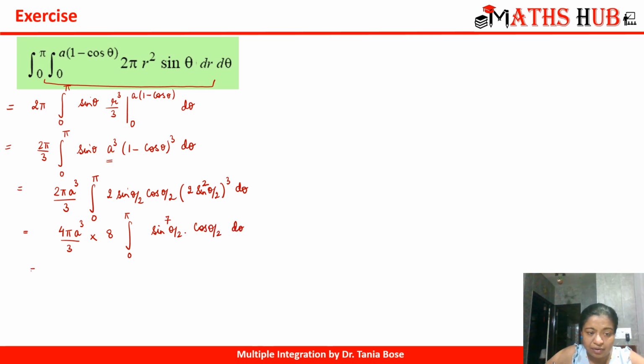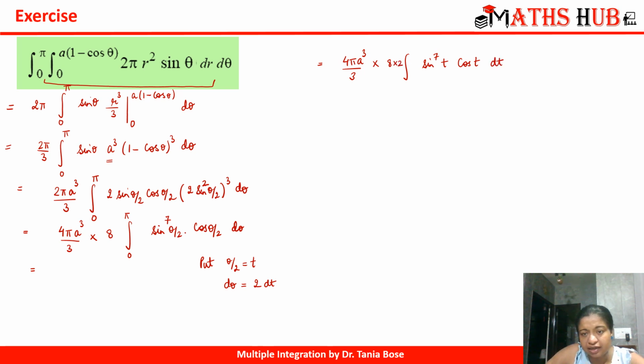Right? Now, how to proceed further? Let us put theta by 2 equal to t. So when I put theta by 2 equal to t, d theta will become 2 times dt. So let us substitute the value here. So we get 4 pi a cube by 3 multiplied by 8. Now sine 7 theta by 2 will become sine 7t. Cos theta by 2 will become cos t. And d theta will become 2 dt. So I am writing this 2 outside, and we get here dt.